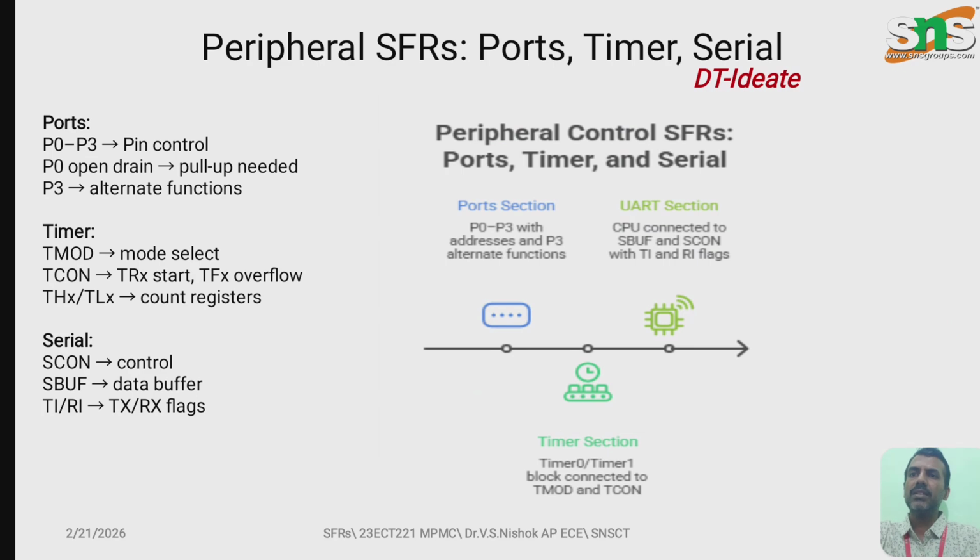And finally we come to the peripheral SFRs, consisting of ports, timer, serial communication, etc. The ports represent P0 to P3, and based on the pin control we can choose any one of the ports. P0 is open drain, so P0 can be used only with the help of pull-up resistors, or else the output is not provided. P3 is used for interrupt functions, and TMOD is used for mode selection, either counter mode or delay mode.